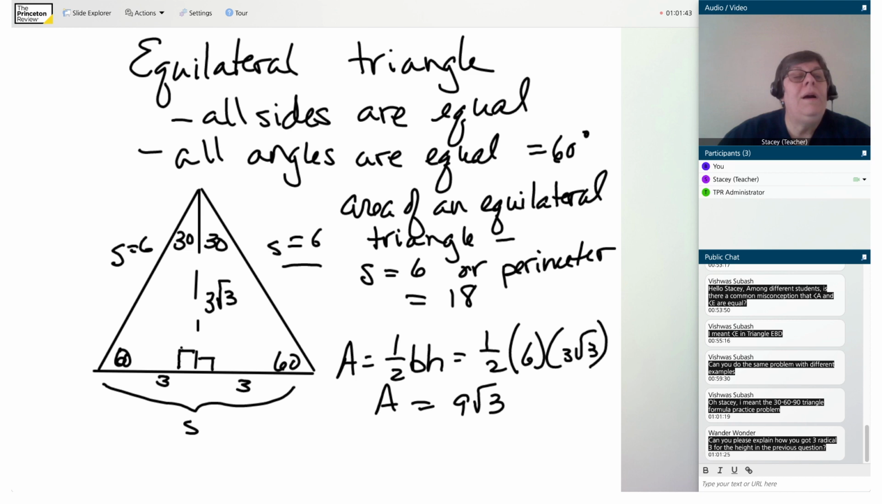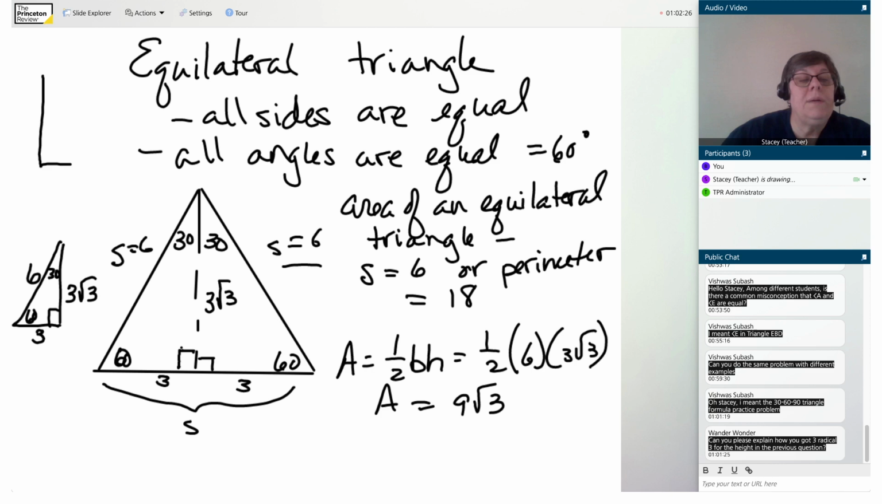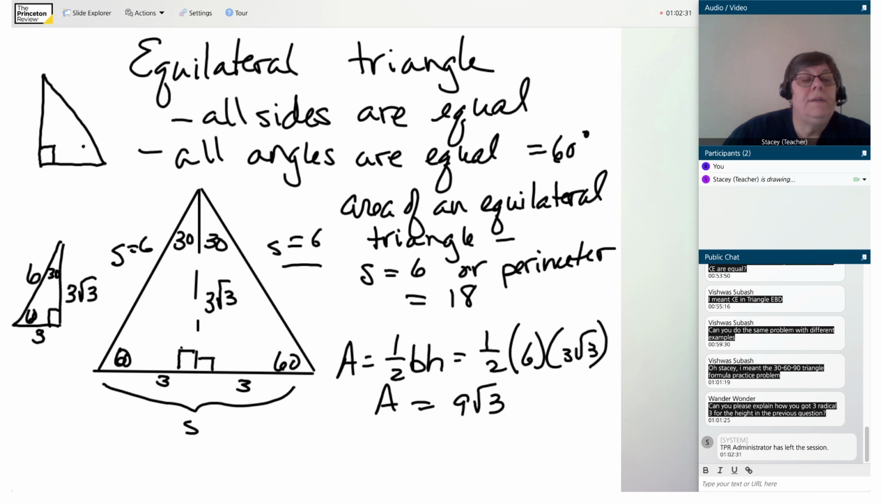First, I'm going to answer the question in terms of what Wander asked, how did I get to 3 radical 3? I have a 30, 60, 90 triangle here with an angle 60 and an angle 30. This has a length of 3. In a 30, 60, 90 triangle, the side opposite 30 is x. The side opposite 60 is x rad 3. And the side opposite the 90 degree angle, the hypotenuse, is double the side opposite 30. If this is 60 and 30, this is x, x rad 3, and 2x. So the 3 radical 3 comes from the 30-60-90 relationship.